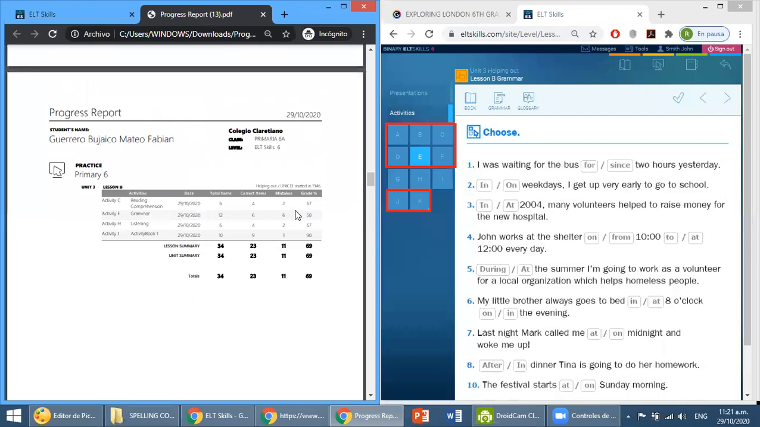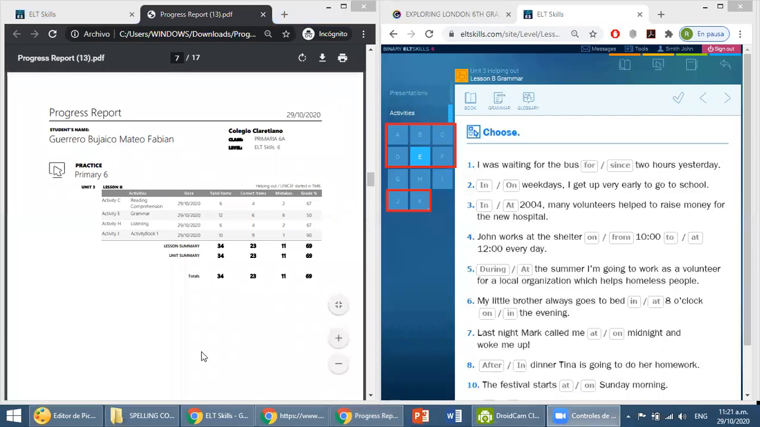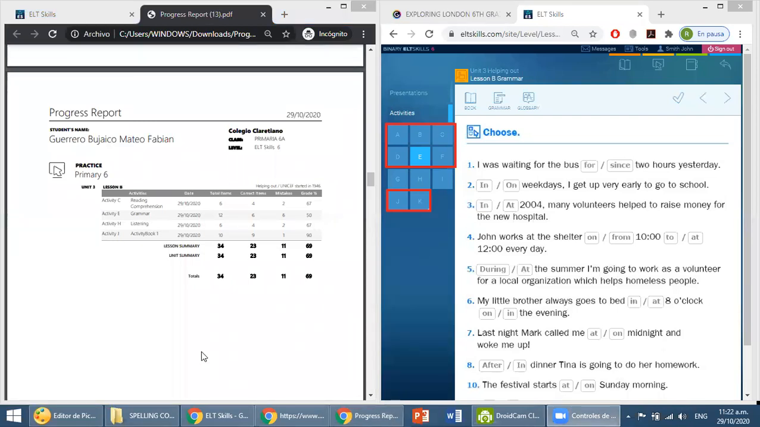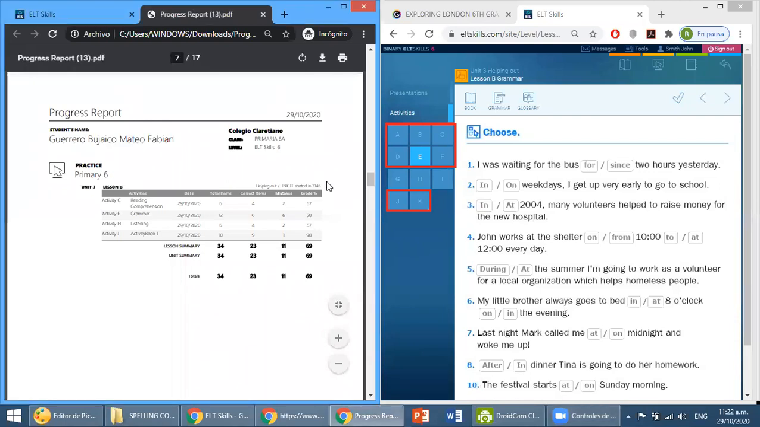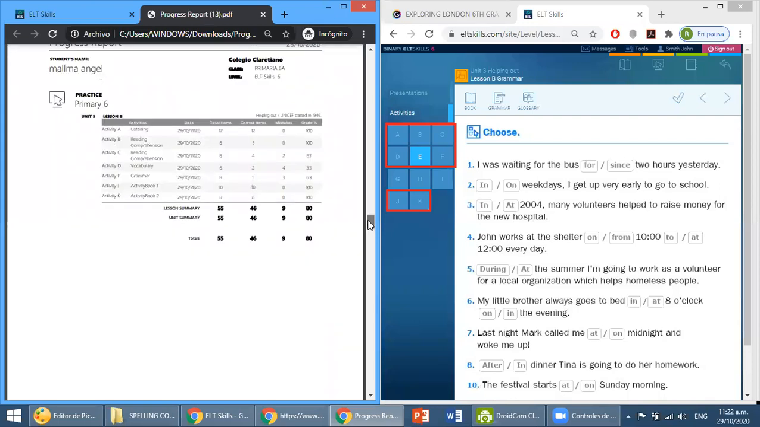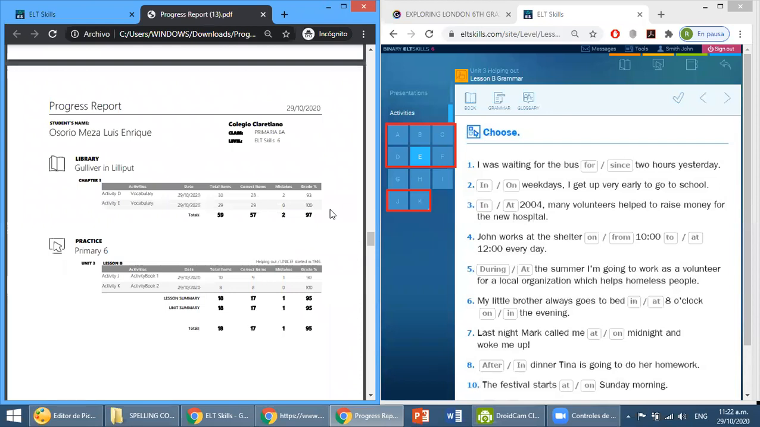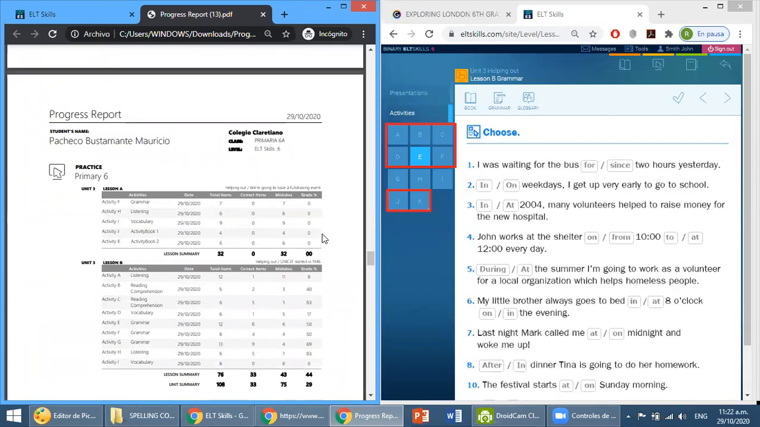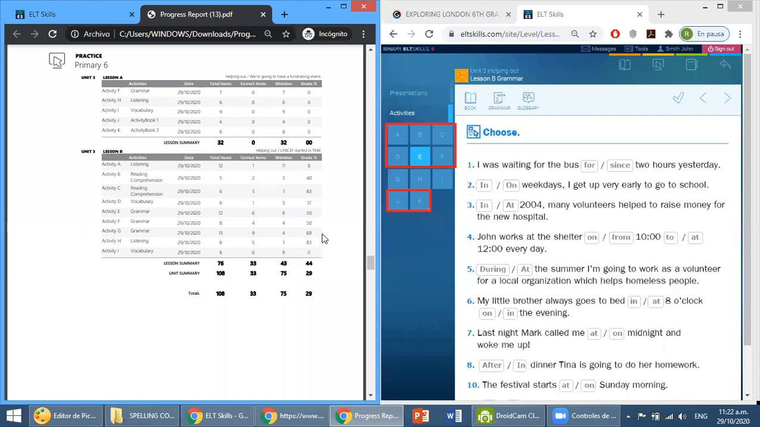Mateo, very good, Mateo. Luciana Freire, Luciana. Luciana Freire. Luciana. Angel, very good. Enrique, very good. Continue, Enrique. Excuse me, Luciana. Mauricio. Mauricio.